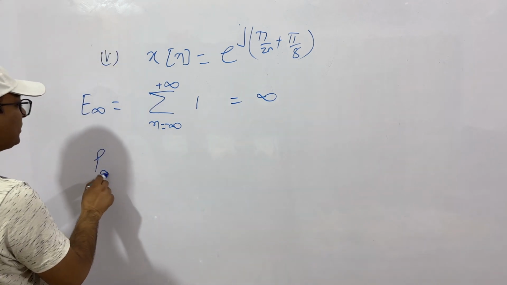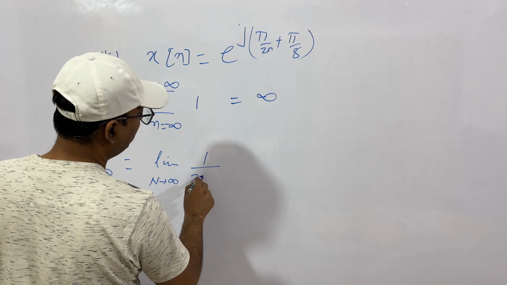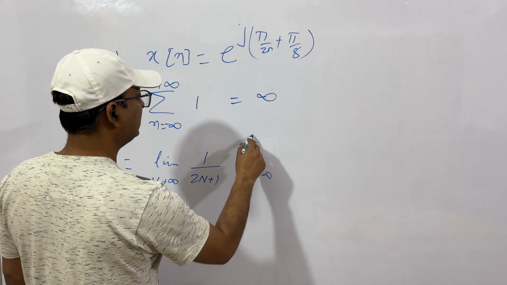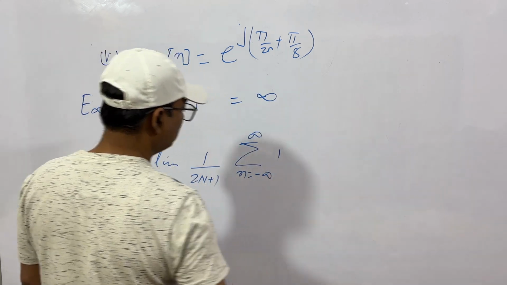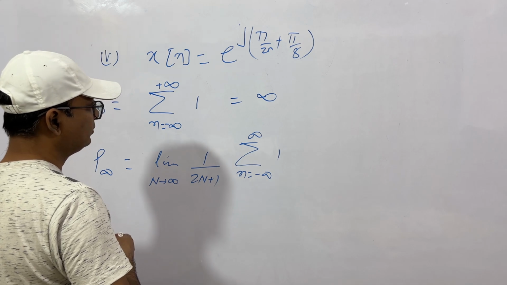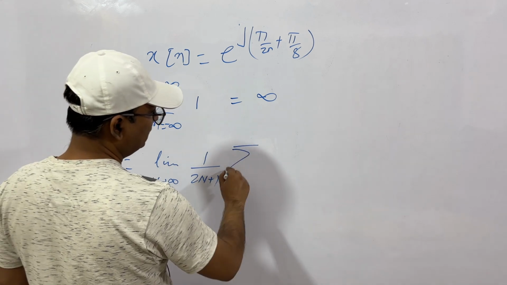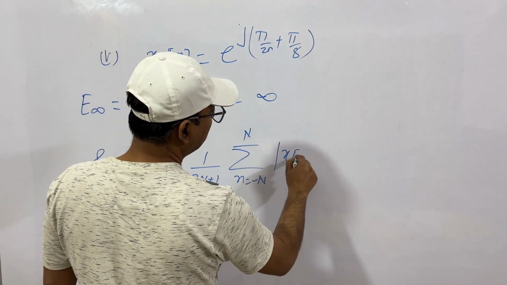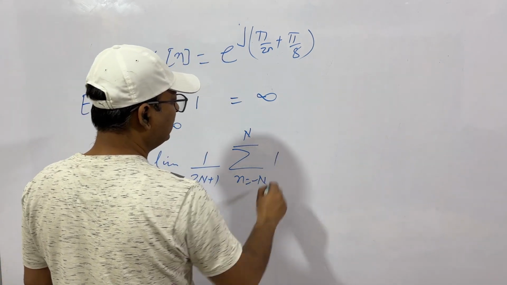What about P infinity? It will be limit n tending to infinity 1 by 2n plus 1, summation from n equal to minus n to n of |x[n]| square. This you know is 1. Okay, so what will be this?